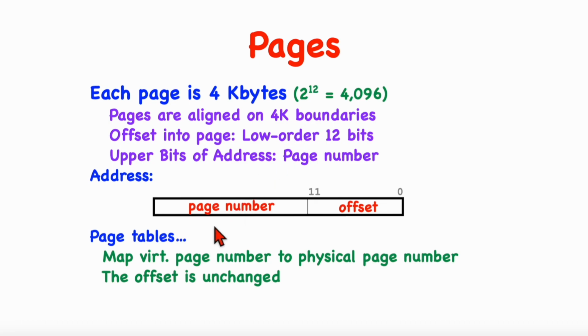Every address, whether virtual or physical, can be broken into 2 parts. The upper bits can be thought of as the page number, and the lower 12 bits are the byte offset into the page. We'll see that the page tables really map page numbers to page numbers, not addresses to addresses. They map a virtual page number into a physical page number. The offset portion of the address is just copied over, unchanged.